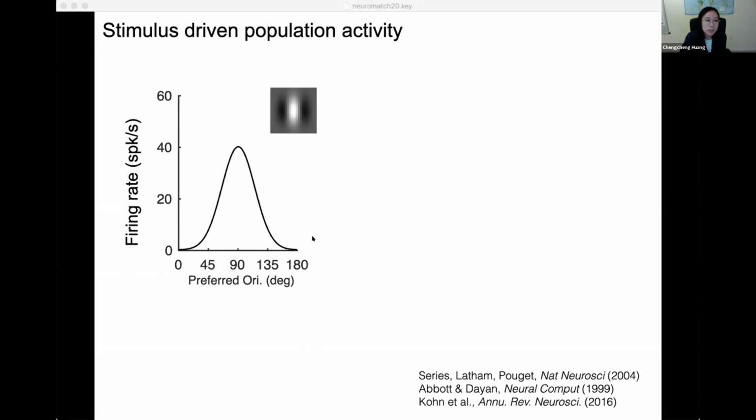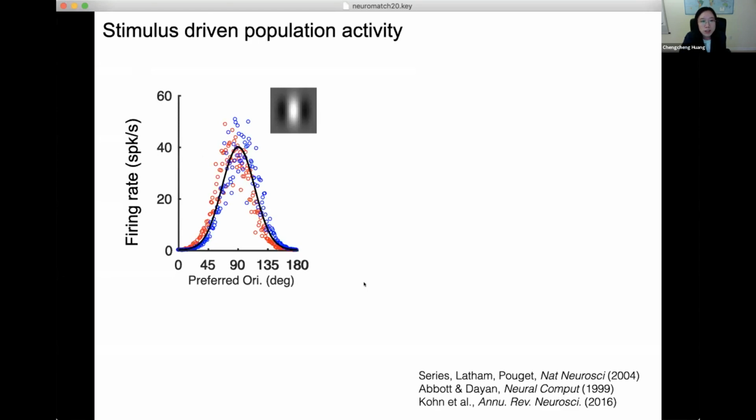However, we also know that cortical neurons are highly variable. So for one trial, you may get a population firing rate like the red dot, whereas for another trial, you may get a firing rate like the blue dot. So we want to measure the information content in the population activity with respect to the image.